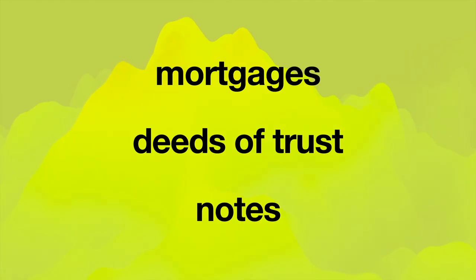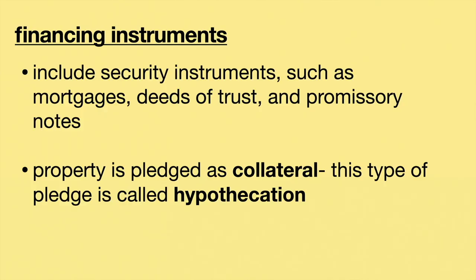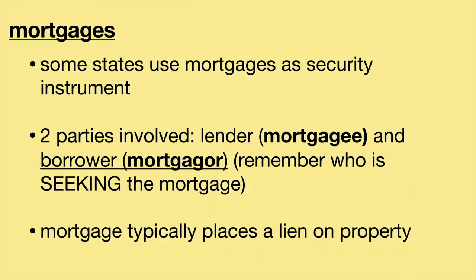Mortgages, deeds of trust, notes. Financing instruments include security instruments such as mortgages, deeds of trust, and promissory notes. The property is pledged as collateral. This type of pledge is called hypothecation. Some states use mortgages as security instruments. Two parties are involved: the lender, mortgagee, and the borrower, mortgagor. The mortgage typically places a lien on the property.